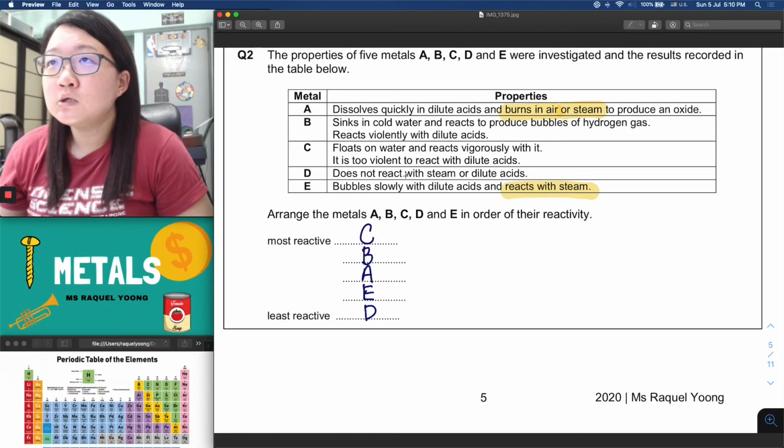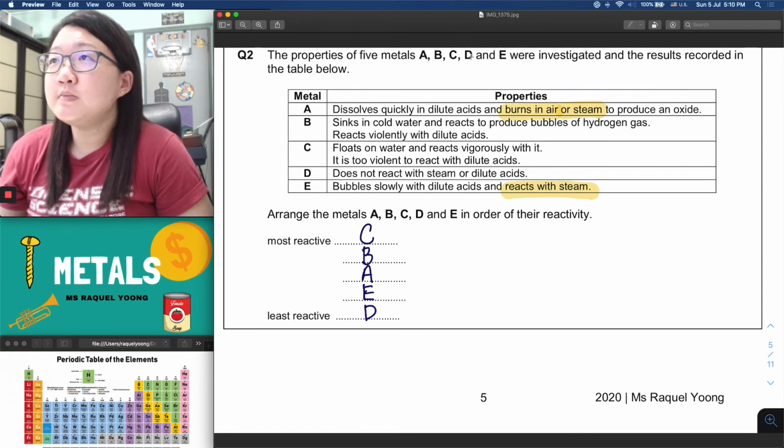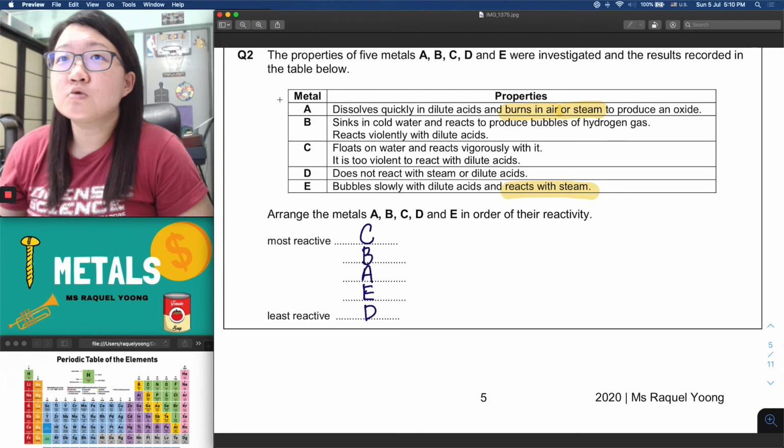Question 2, they give you 5 metals, A, B, C, D, E. So these are unknowns, right? You have no idea what this corresponds to, the actual identity of the metal. Okay, these were investigated and the results recorded in the table below. So this kind of question is also quite common, right?